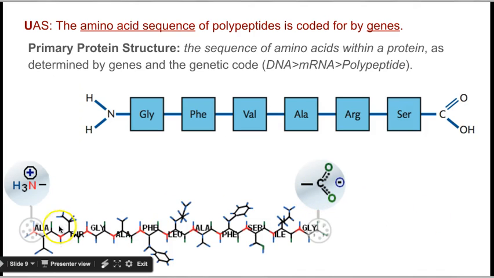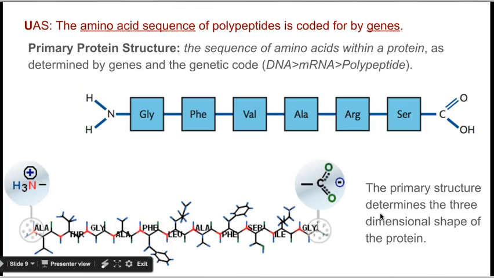Here's another view. You can see it's a lot more complicated than that once you put in your R groups here. We can see the basic chain is very similar with this generalized structure, but then the R groups come off the side here. And it's these R groups which often determine the next level of structure when we start to get other types of bonding involved. The primary structure determines the three-dimensional shape of the protein.